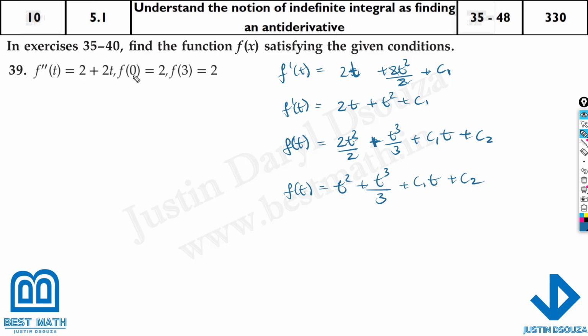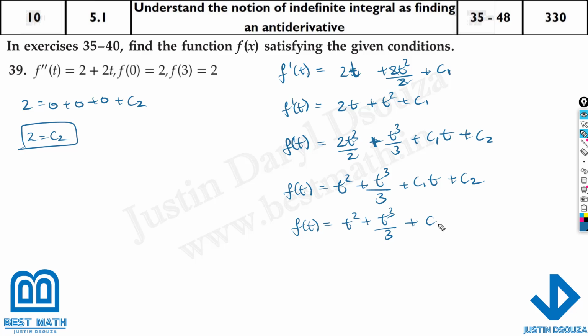So what I'm going to do is put this first: 2 equals, all these are going to be 0 plus 0 plus 0 plus c2. So what is c2? 2 is equal to c2. Here then f of t can be written as t power 2 plus t power 3 by 3 plus c1 times t plus 2. But still it's not all done. Why? Because I still don't have the c1 right over here.